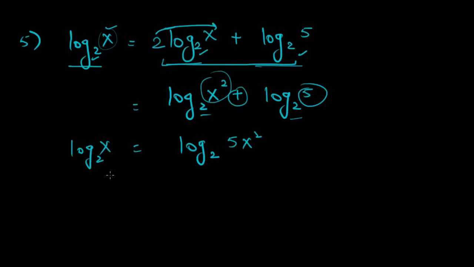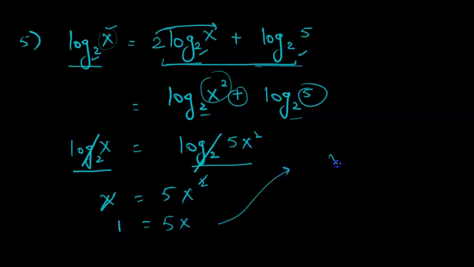So now we can get rid of the log because we have only one log term on each side of the equal sign. So we can cancel these log to the base of 2. We'll be left with x equal to 5x squared. This square and this x get cancelled out. We are left with 5x equal to 1. Finally, we are left with x equal to 1 over 5. And this is our final answer for x.